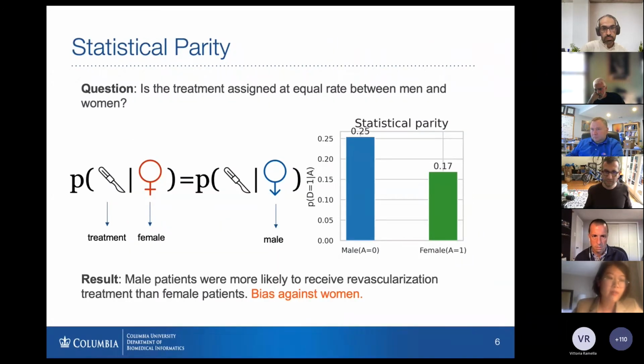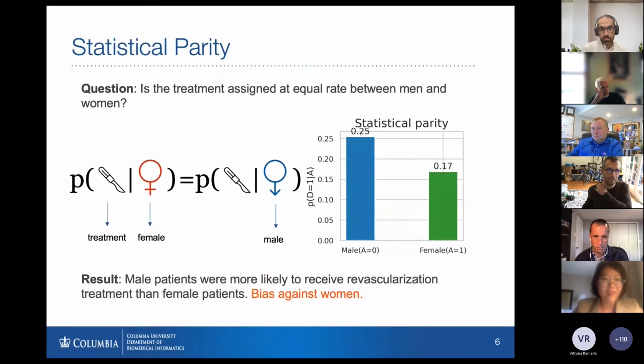An intuitive idea might be like this. Can we compare the proportion of men who got treated to that of women? If those two probabilities are equal, then the decision is fair. In the fairness literature, this way of defining fairness is known as statistical parity. We carried out the study and found that men were more likely to receive the treatment than women. So this fairness metric implies that there's bias against women.